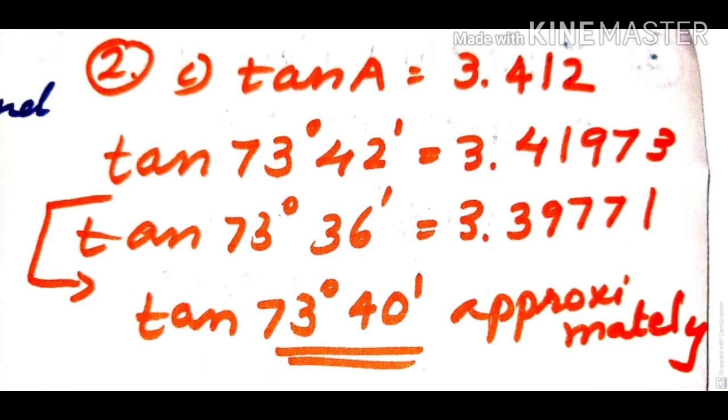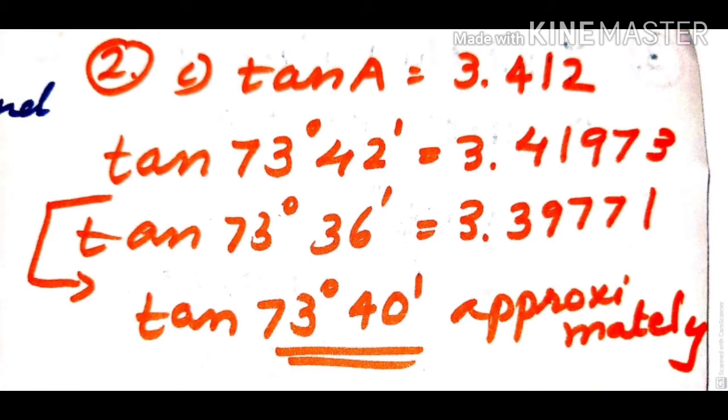Question number 2 is: find the acute angle A, given the value. Here what we will do: we are given the value of either sine, cos or tan of any angle, and conversely we will find the angle where it lies from our table. So I have taken question number C here. Tan A is equal to 3.412. For that we will first open our natural tangent table.